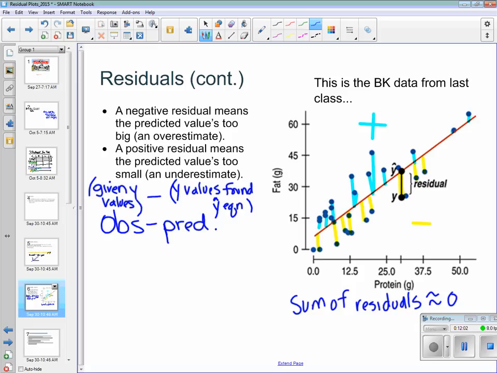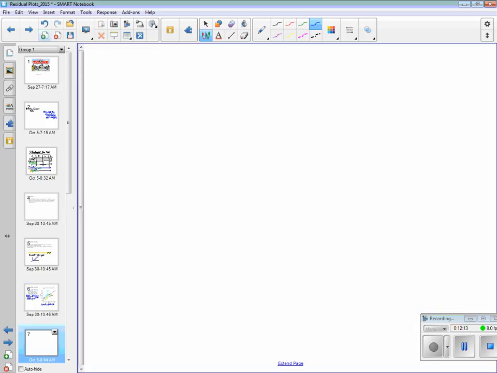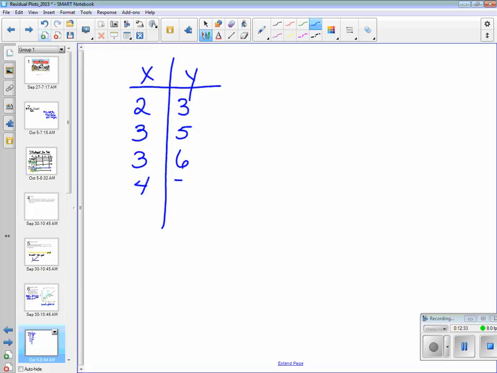So we know what they look like when they're positive. We know what they look like when they're negative. Let's actually practice finding some residuals to begin with, okay? So let's just take a data set. I'm going to make one up. I don't want to use one from your homework, so I'll just make one up. I'm just making this up, okay?